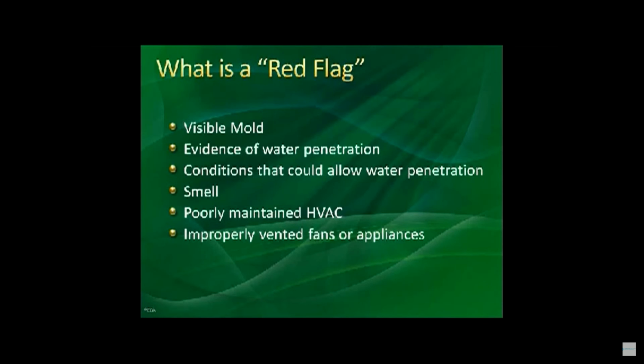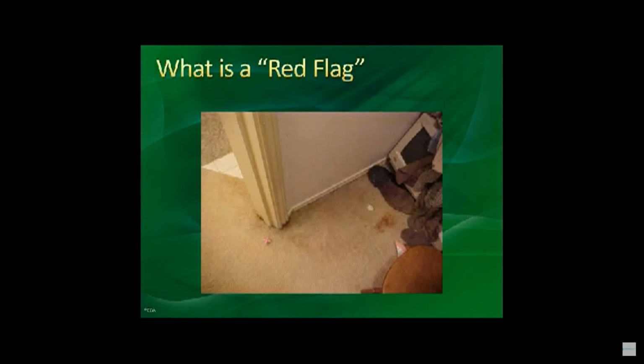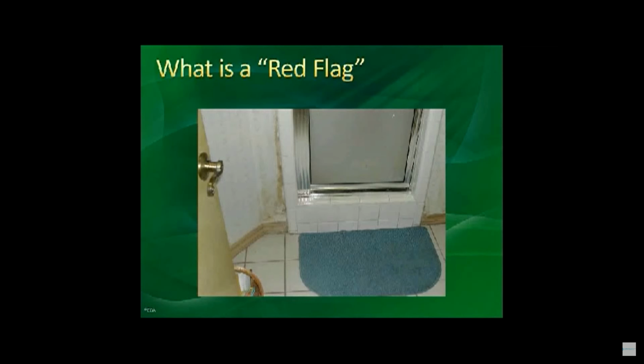Here's just some general pictures of red flags. Here's a carpet. As you see, it looks like rust. That's actually mold. There was a leaking pipe in the wall that went to the basement. Shower. You can see around the edges. Could this have been from the interior coming out? Could it be from a pipe? Could it be just from general use, when they step out and water hits it? But it's classified as a red flag.